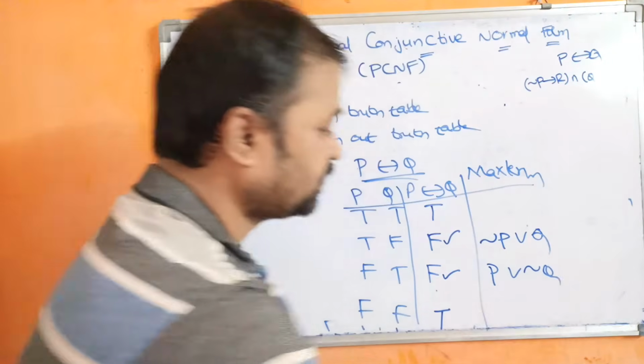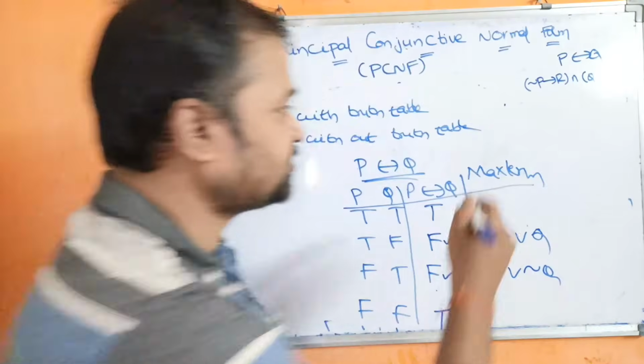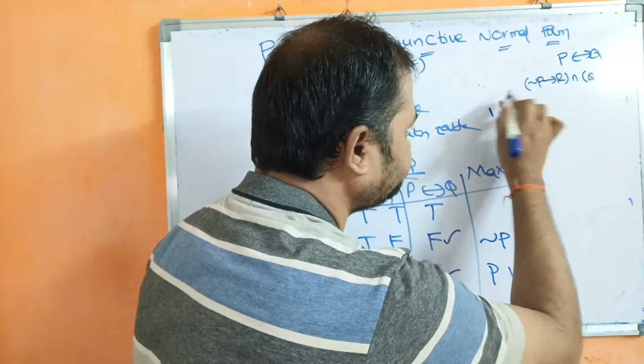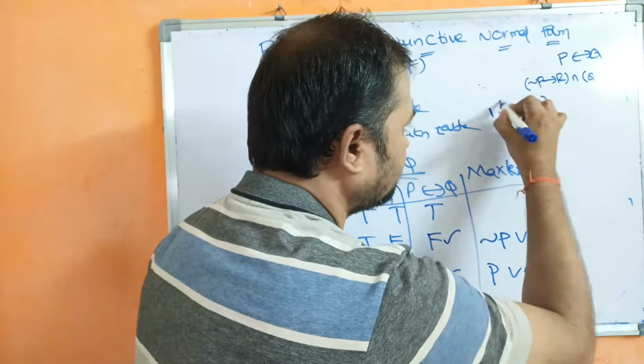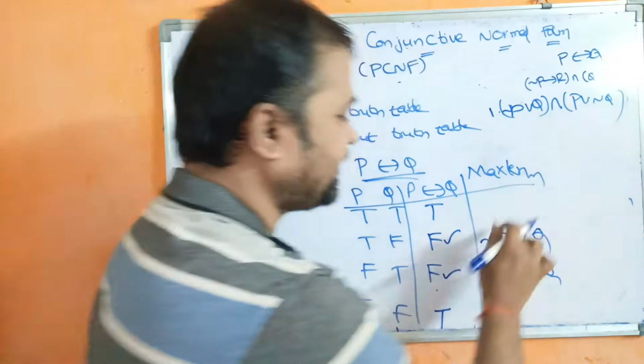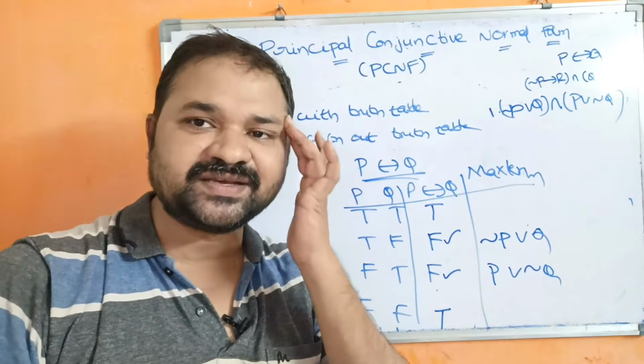So what is the PCNF here? We know PCNF means conjunction operation. So the solution for the first problem is (negation P or Q) and (P or negation Q). This is the solution for the first problem.